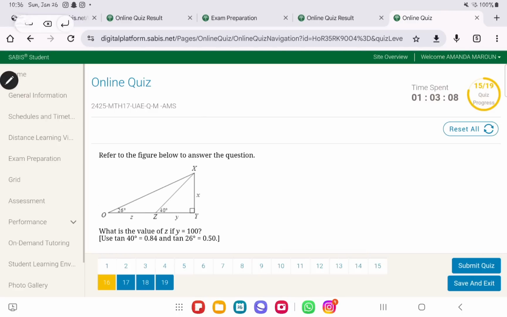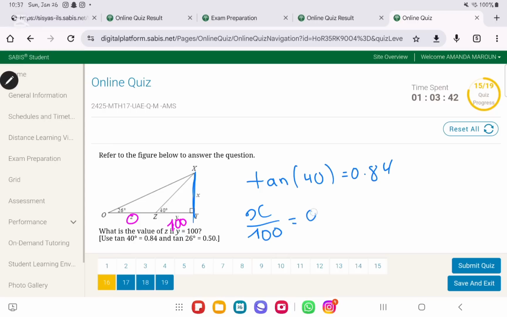This question is a really nice question. So look how I solved it. They need us to find the value of z, given that y is 100. Very simply, first thing I did was I found the value of x. We are going to be using tangent of angle 40, which is 0.84. So x over 100 is equal to 0.84, which is tangent 40. So x is equal to 100 times 0.84, which is 84. So now we have the value of x.